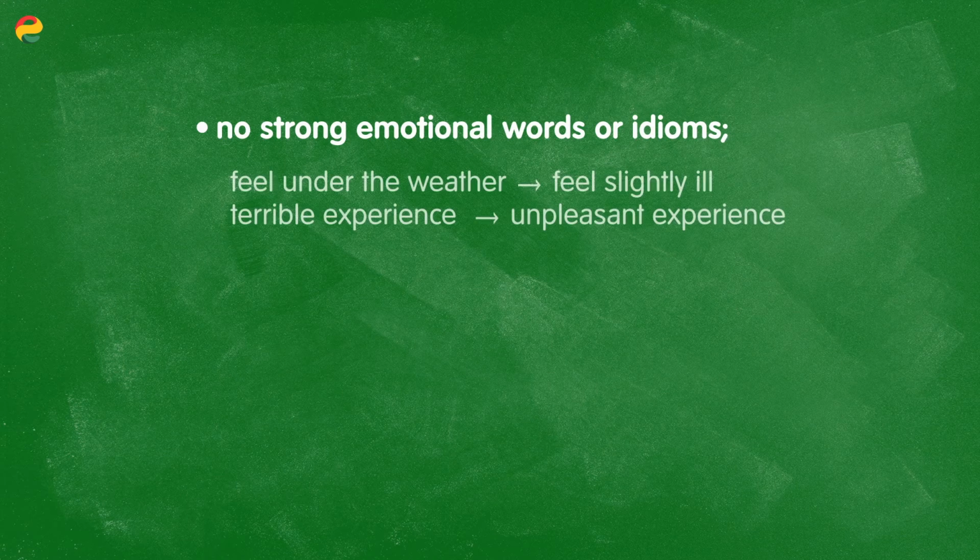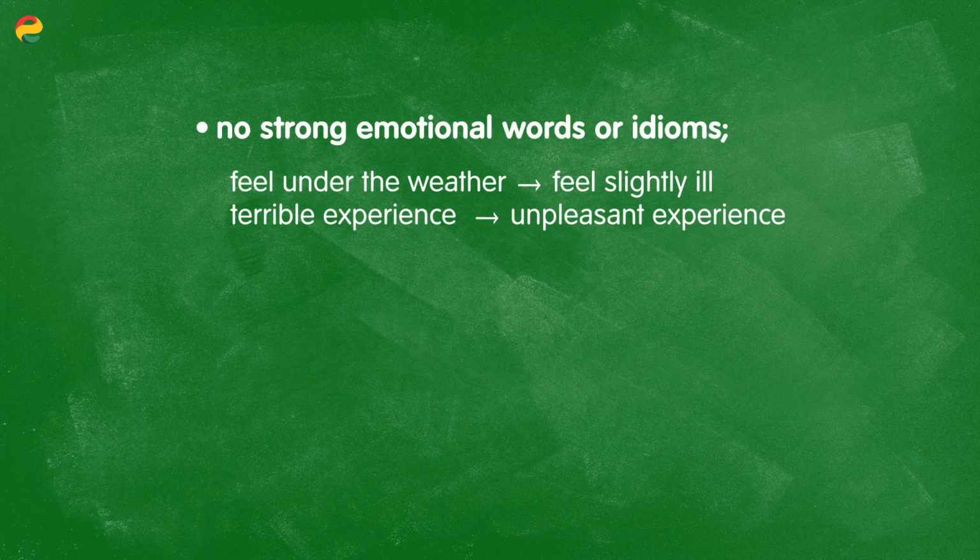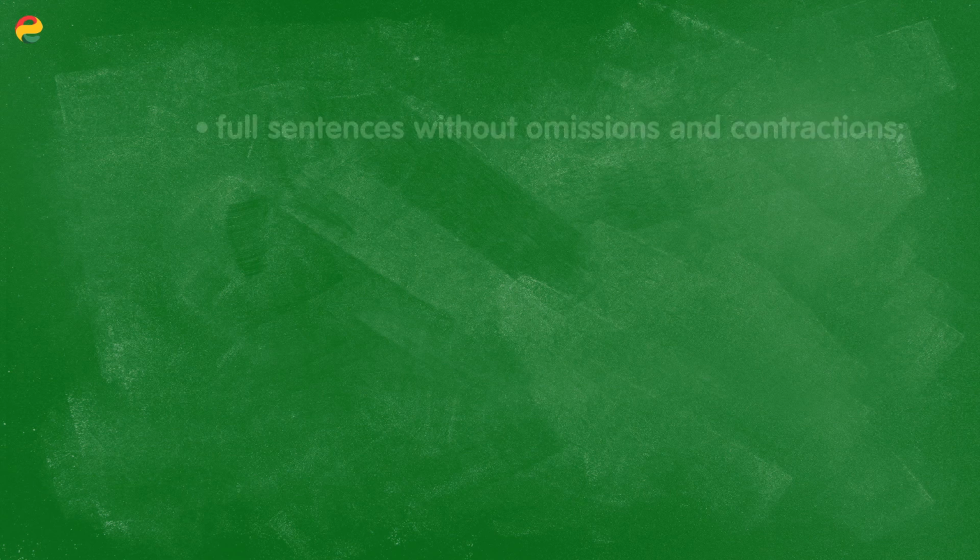Next, be sure not to use any strong emotional words or idioms. For example, if I'm writing formally, I should never say, I felt under the weather, because that's an idiom. It's more casual. I should say that I felt slightly ill instead. And instead of saying a phrase, for example, like terrible experience, I should temper it. I should make it less. And I should say something like an unpleasant experience instead. As such, when you are reading formal letters, you should understand that words like unpleasant experience may be much stronger than they are written literally.